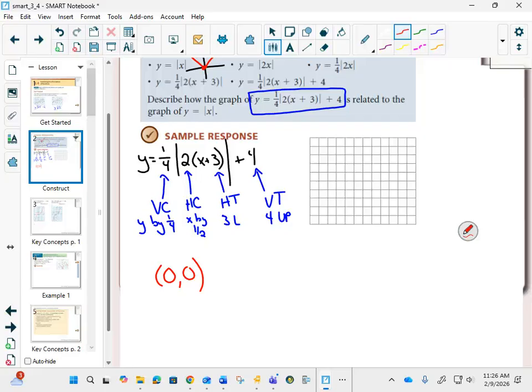I'm going to do a little bit of looking ahead. I know I have to multiply the y by 1/4. And I know I have to multiply my x by 1/2. So I'm going to choose 4, 4 and negative 4, 4. 8, 8 and negative 8, 8 would also be good points. Can you see? Because they divide nicely by 4.